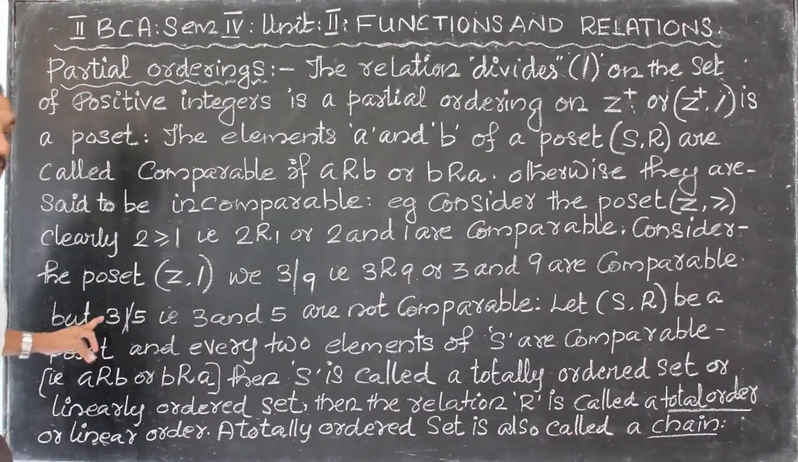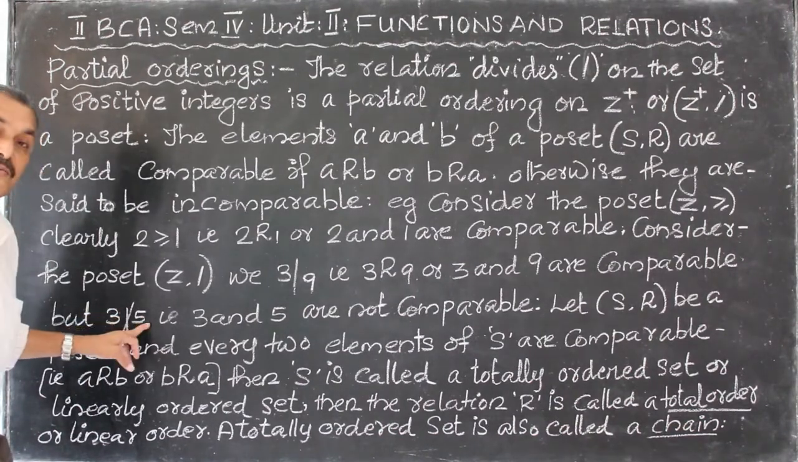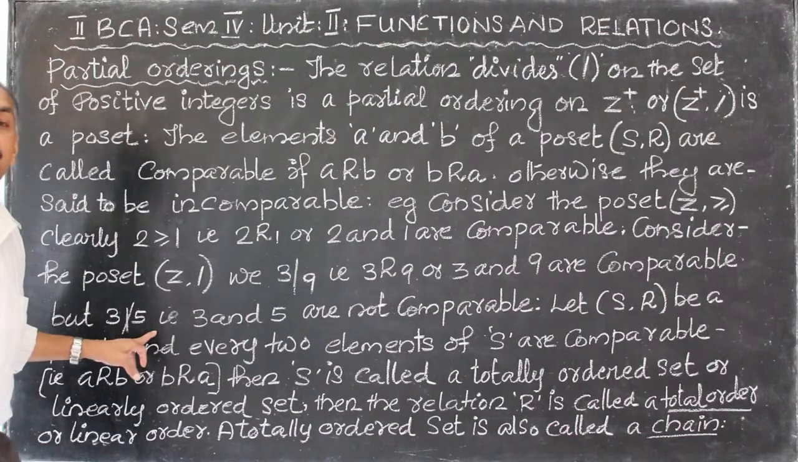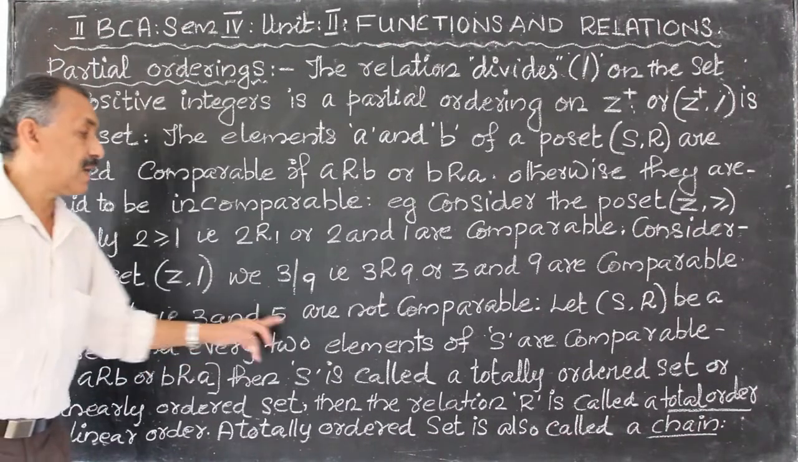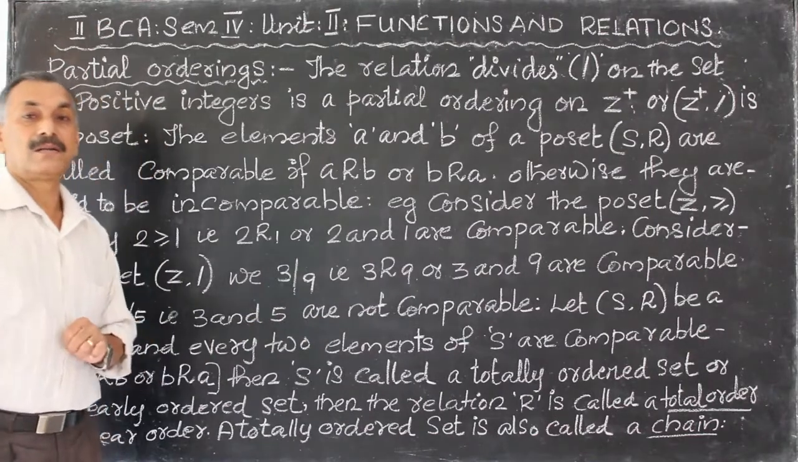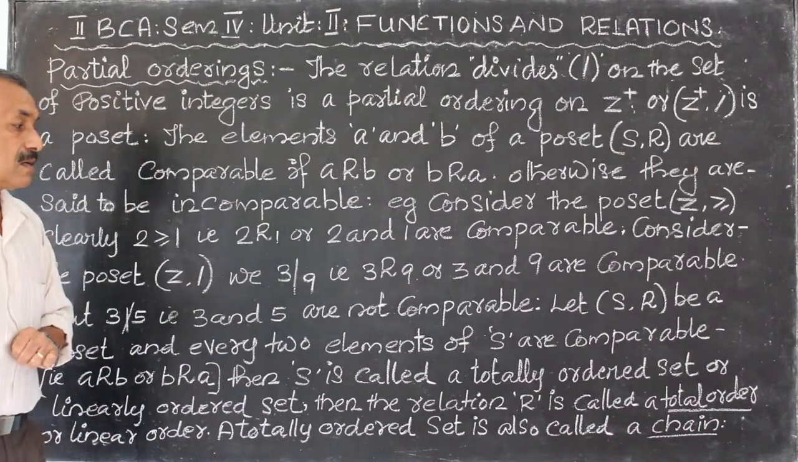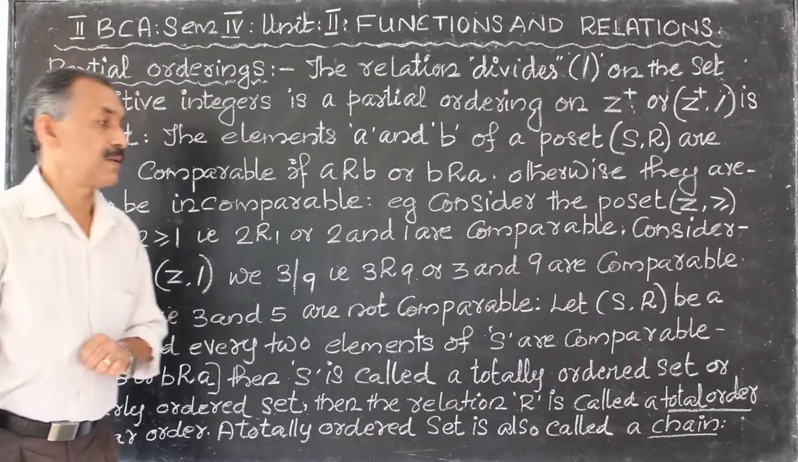Second, here we have 5 and 3. 3 does not divide 5, so 3 is not related to 5. 5 does not divide 3, so 5 is not related to 3. In this case, 3 and 5 are not comparable. That means they are incomparable.